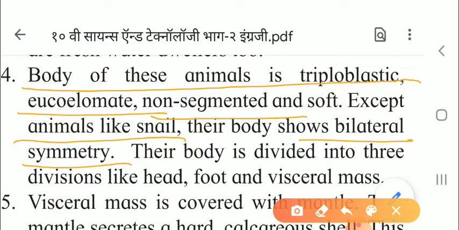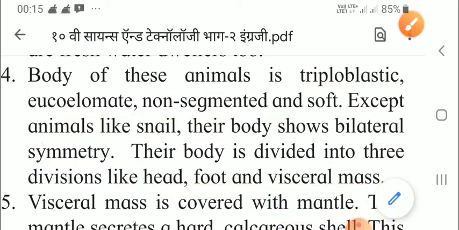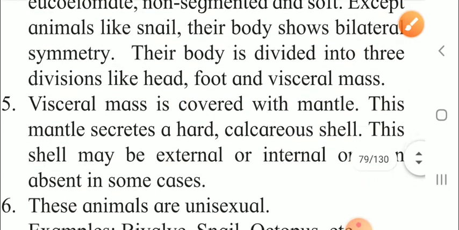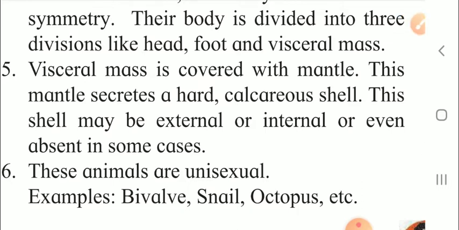Their body is divided into 3 divisions. What are these 3 divisions, children? Head, foot and visceral mass. Head, foot already you know. Visceral mass is coming out as a projection of the mass, projection of the muscles, that living part, and with the help of this visceral mass, it is doing the locomotion. Now, visceral mass is covered with the mantle.